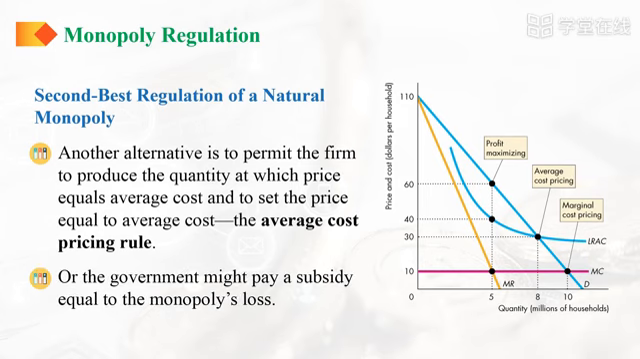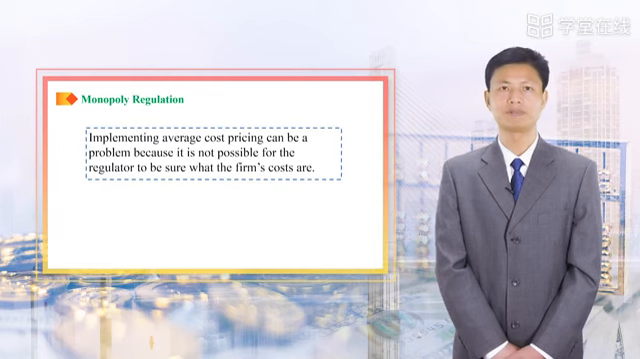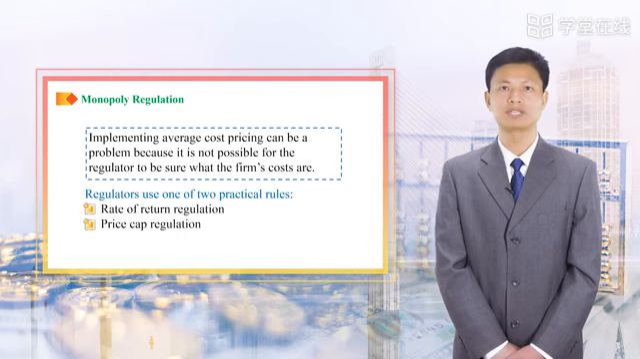Or the government might pay a subsidy equal to the monopoly's loss. A government subsidy is a direct payment to the firm equal to the economic loss. To pay a subsidy, the government must raise the revenue by taxing some other activity. Implementing average cost pricing can be a problem because it is not possible for regulators to be sure what the firm's costs are. Regulators use one of two practical rules: rate of return regulation and price cap regulation.